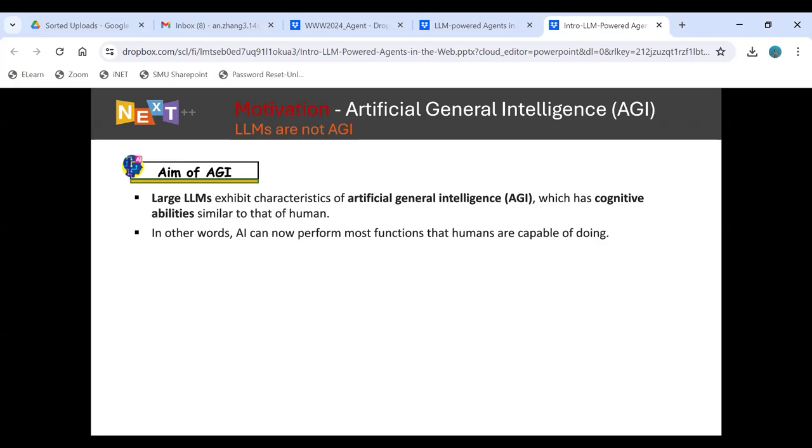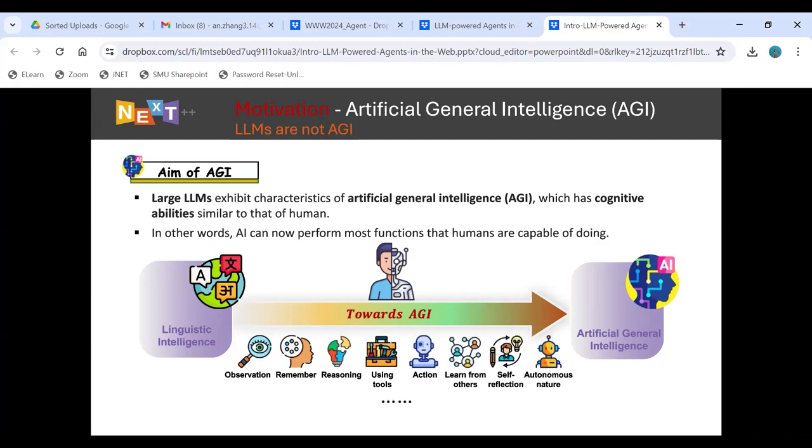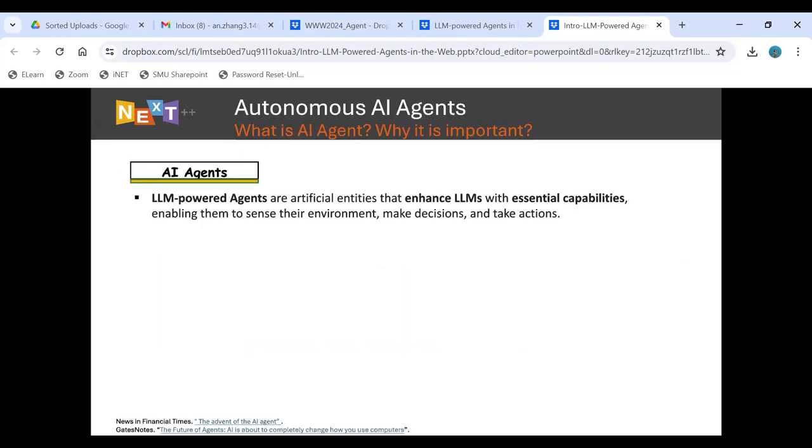So in other words, AI can now perform a lot of tasks. From linguistic intelligence, with the current large language models, or so-called large foundation models, they are able to observe the world, a multimodal world. They are able to remember things with memories, do reasoning, use tools, and also perform actions. At the next level of connective capability, they will be able to learn from each other. And also it has self-reflection capability, which means it is able to correct its own mistakes. And most importantly, it is autonomous. So in fact, these are all the characteristics of what constitutes an agent, which is self-autonomous, has sufficient diversity and so on.